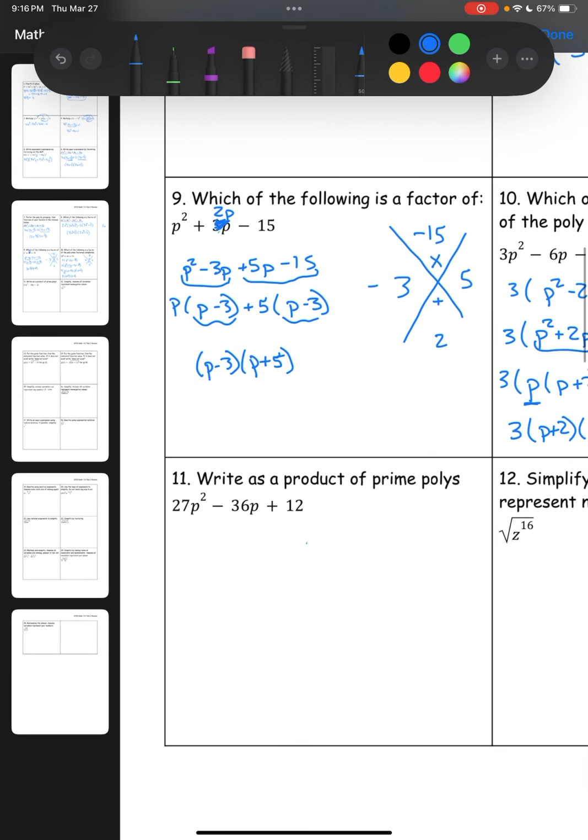Alright, number 11, as a product of prime polynomials. So I saw this as take out what they have in common first. So we're going to take out a 3, leaving us with 9p squared minus 12p plus 4.